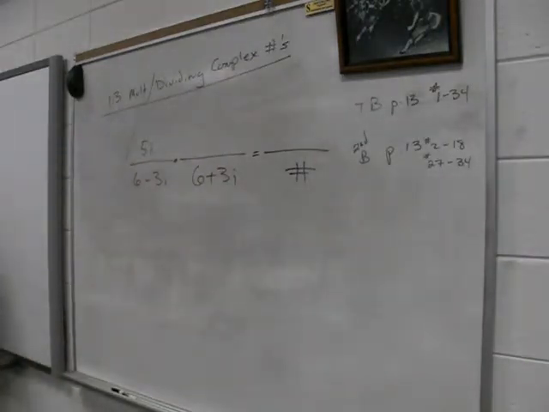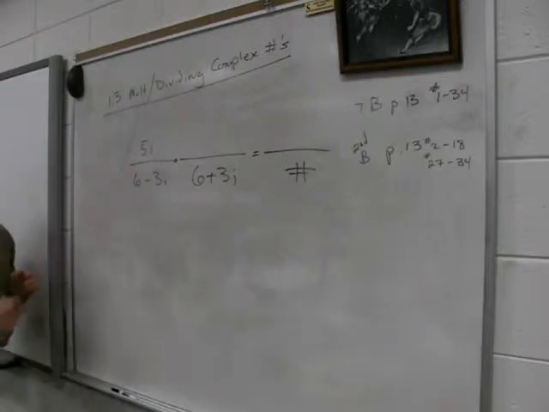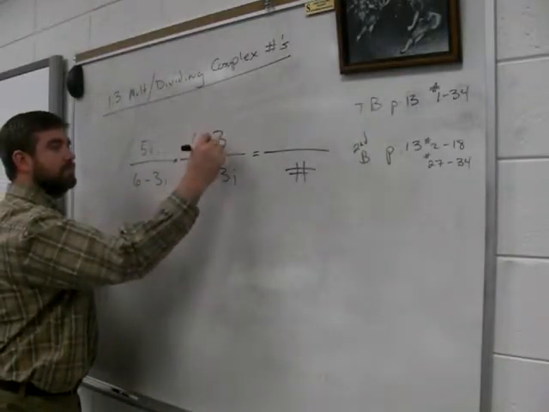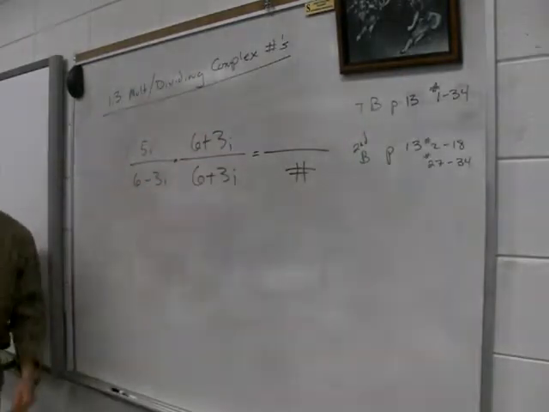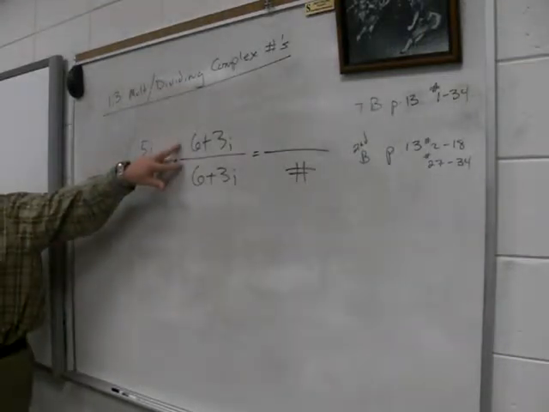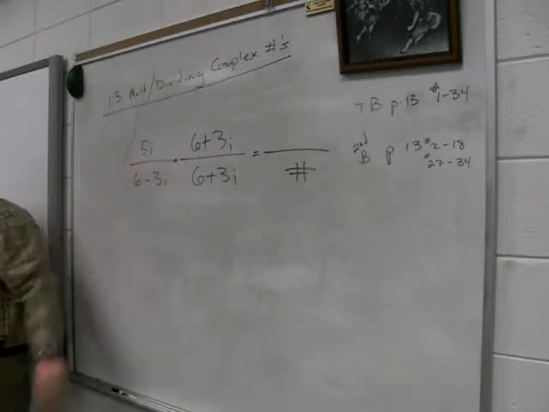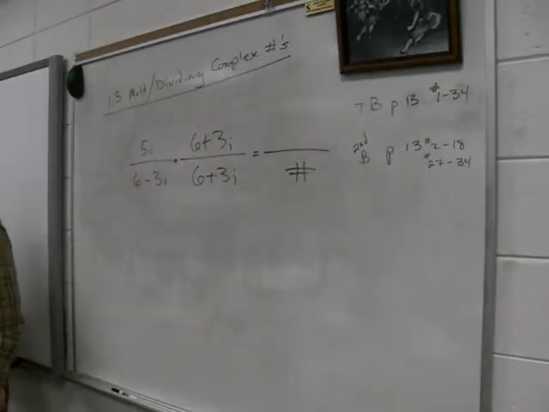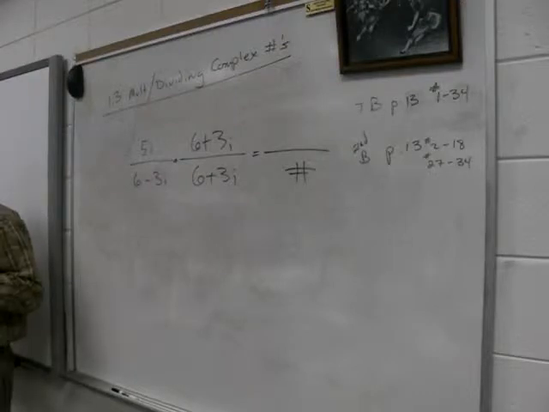But if I multiply the bottom by 6 plus 3i, what do I have to do to the top? Why? You're right. Why is it okay to multiply by 6 plus 3i on the top and bottom? You're exactly right. You took the words right out of my mouth. Say it again. Basically multiplying it by 1. Basically, it's equal to 1.